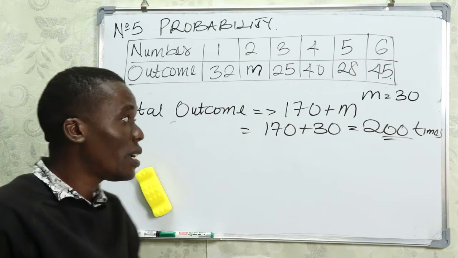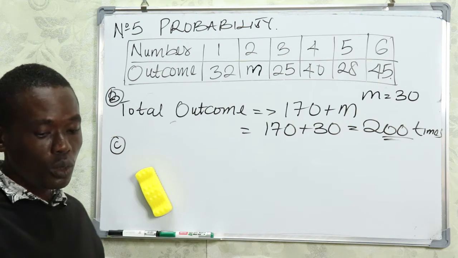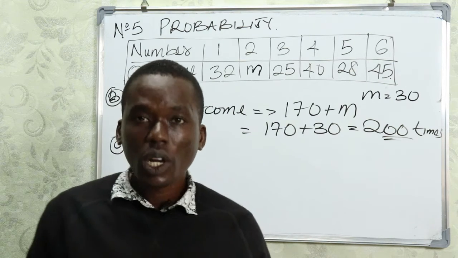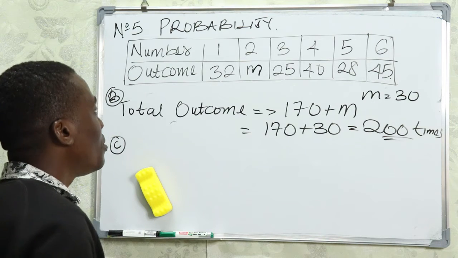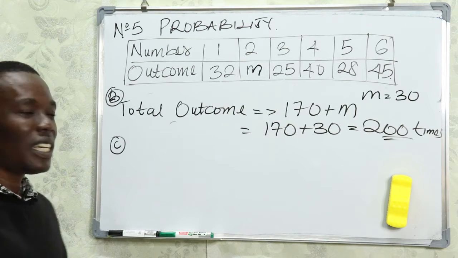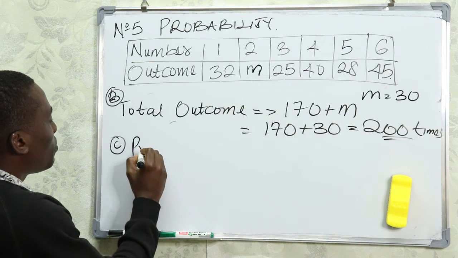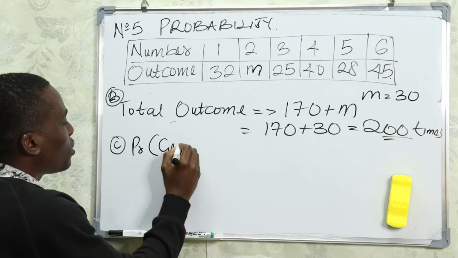Now the final question, C, they said you should find the probability of getting an even number. Now the probability of getting an even number, we have the probability of getting what?